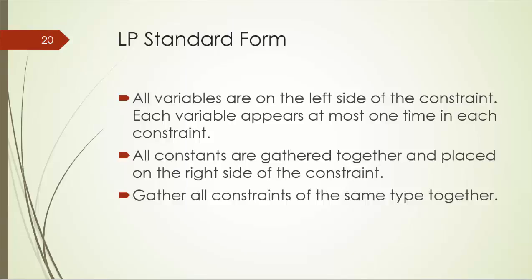First, all variables are on the left side of the constraint, and each variable appears at most one time in each constraint. Second, all constants are gathered together and placed on the right side of the constraint. Lastly, gather all constraints of the same type together. Next, we're going to see an example of that.